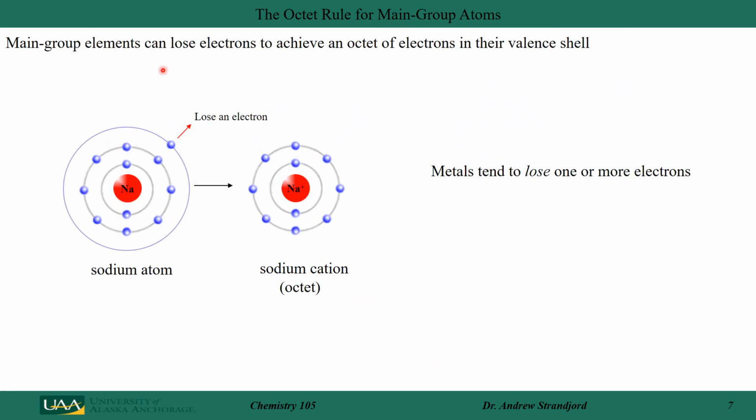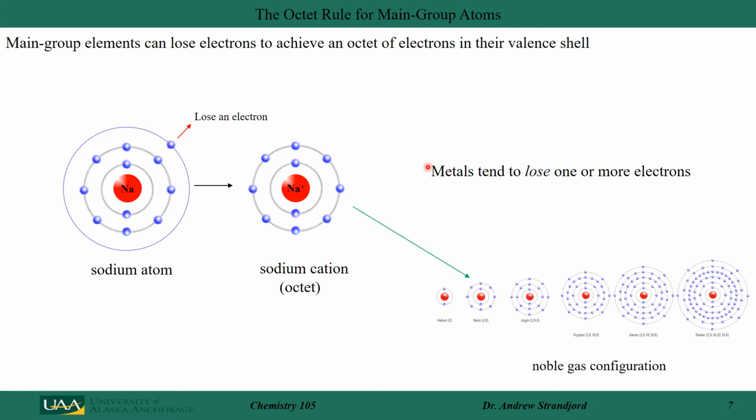So let's look at some of the main group elements, elements that can lose an electron to achieve that octet. For example, sodium. If it loses 1 electron, its outermost shell now has 8 electrons in it, and so metals tend to lose 1 or more electrons to obtain that octet. In other words, they want to look like the electronic configuration of a noble gas, like in this case, sodium attains the electronic configuration of neon.